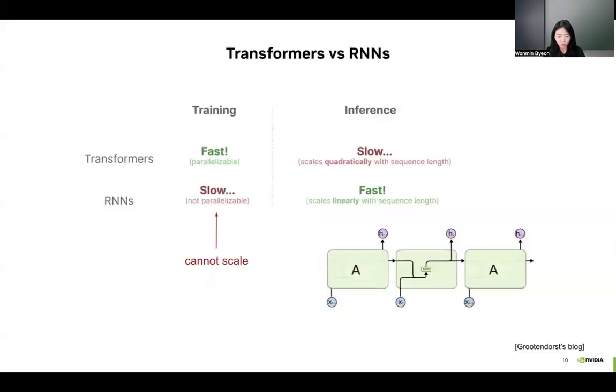With all these drawbacks, what can be the alternative architecture? Another option that we often used before transformers is RNNs. The nice thing about RNNs is that the inference speed is really good. It scales linearly with the sequence length, so it is fast. But training is really slow because of its sequential nature. It cannot be parallelized, which means that it cannot scale for large language models.